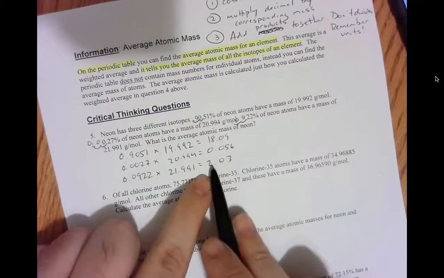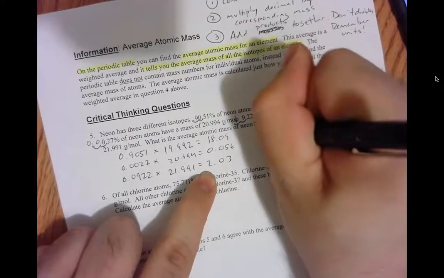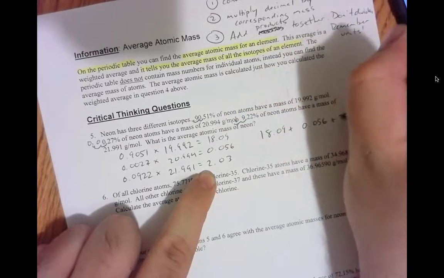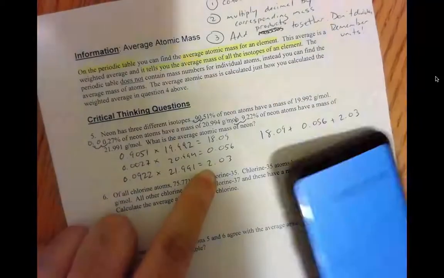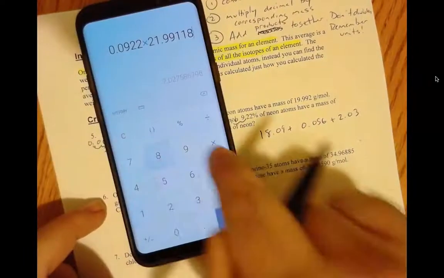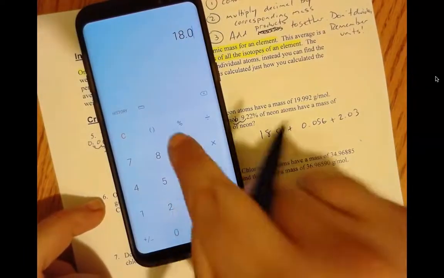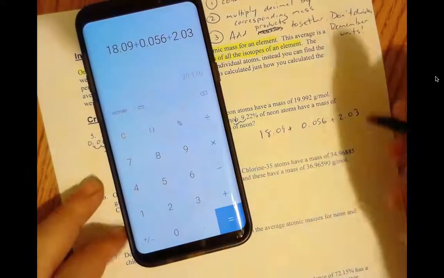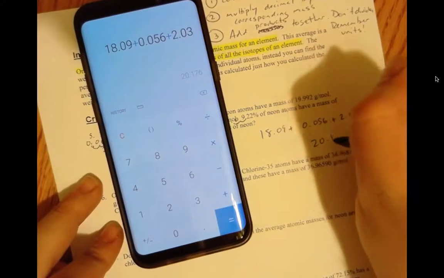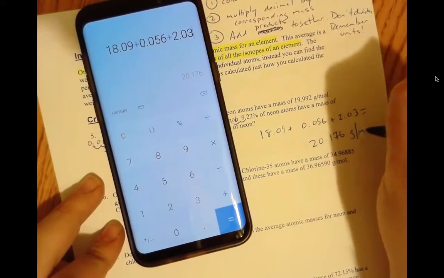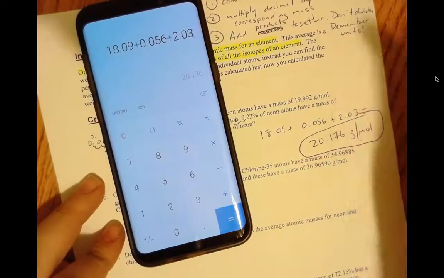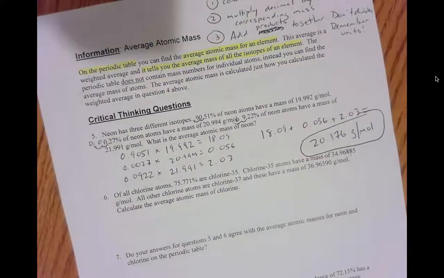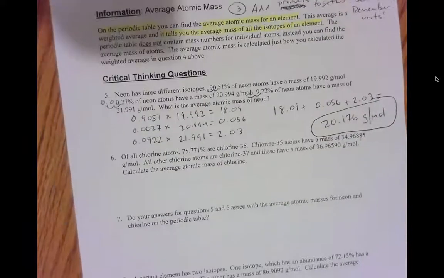Remember, guys, the last step is to add all of these products together. I can't write it the same way I did on the other problem because I don't have as much room. So we do 18.09 plus 0.056 plus 2.03, and that gives us an answer of 20.176 grams per mole. Do not forget your unit. Your units are grams per mole. I will be looking for those on answers, and we will lose points if you forget it.